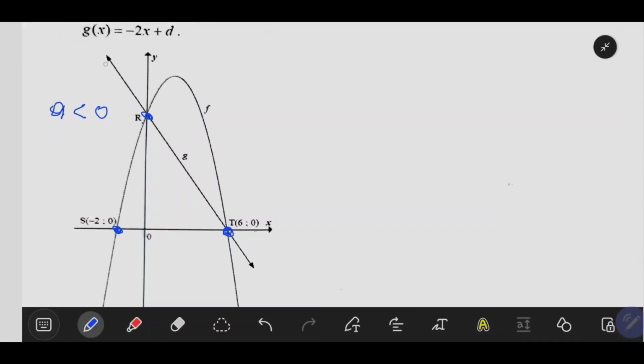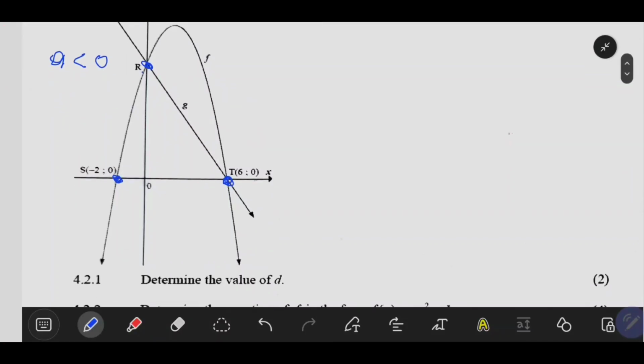And then when you observe the straight line graph, because I told you that you observe from the left going to the right, you can see that this is decreasing. And when the function is decreasing, we know that the gradient of this graph should be negative. And indeed it's negative, because g of x is given by -2x plus d.